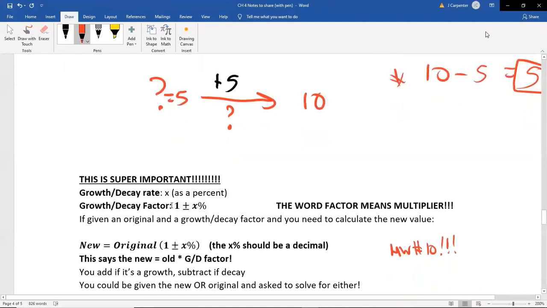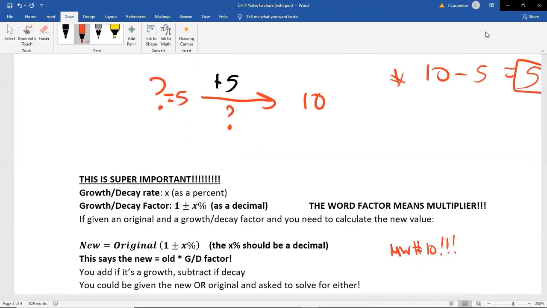So the growth factor is just you take 1 and you add the percent value, but as a decimal. I know this says 1 plus or minus X percent, but this should be as a decimal. So if you are talking about a 7% increase, the decimal value would be 0.07, so you'd be taking 1 plus 0.07. If you're talking about a 7% decrease, you'd be doing 1 minus 0.07. See, that plus or minus tells you whether you're going up or down. If it's an increase, you choose the plus. If it's a decrease, you choose the minus.